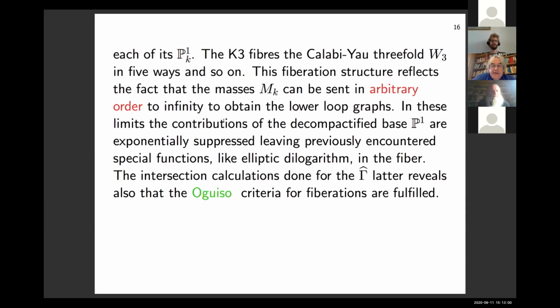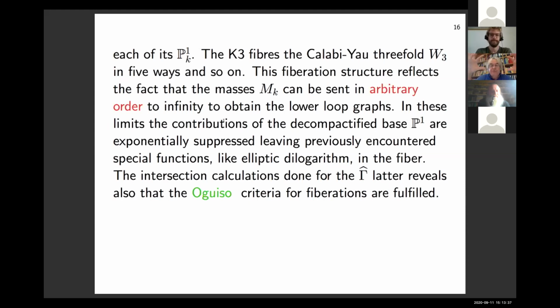So this looks like a very complicated fibration structure, but it just reflects the fact that you can send the masses in arbitrary order to infinity and obtain a lower loop graph. And the lower loop graph is obtained by the lower dimensional Calabi-Yau. And of course, since the masses are the volumes of the bases, you see that this corresponds to this fibration. So in this limit, the base decompactifies, and this basically exponentially suppresses the corresponding instantons.